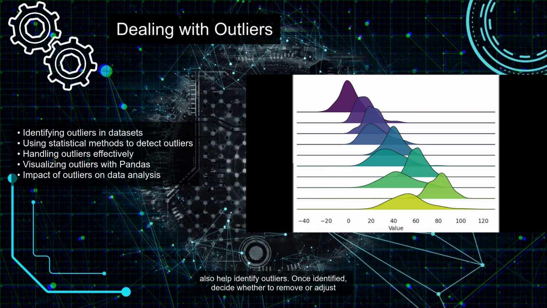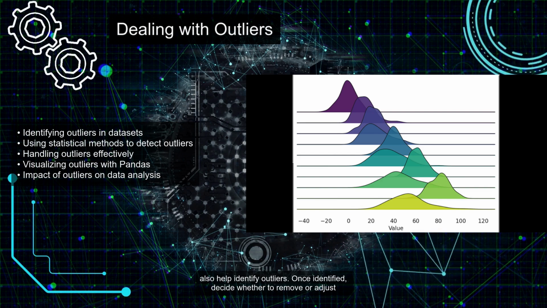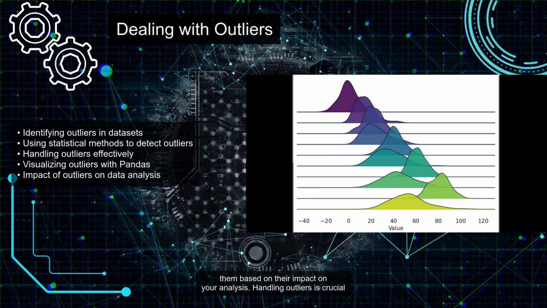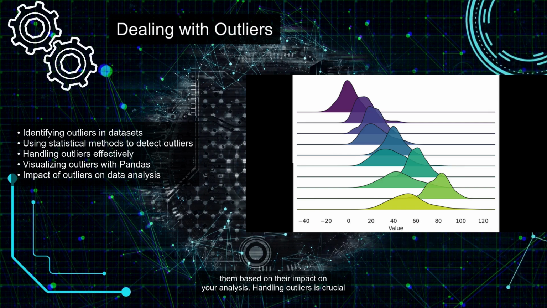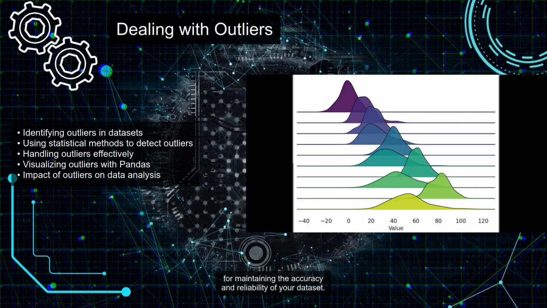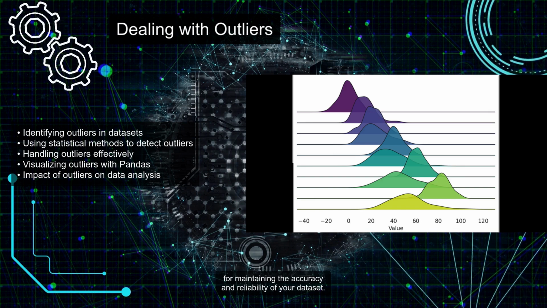Visualizations like box plots in pandas can also help identify outliers. Once identified, decide whether to remove or adjust them based on their impact on your analysis. Handling outliers is crucial for maintaining the accuracy and reliability of your dataset.